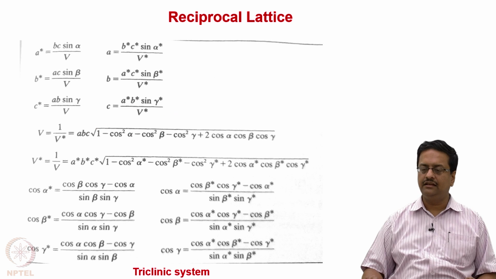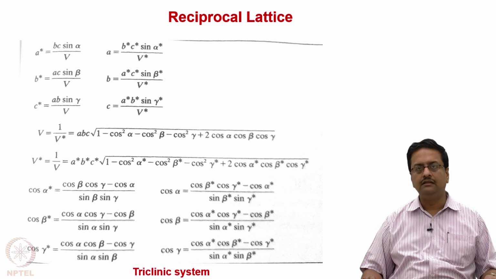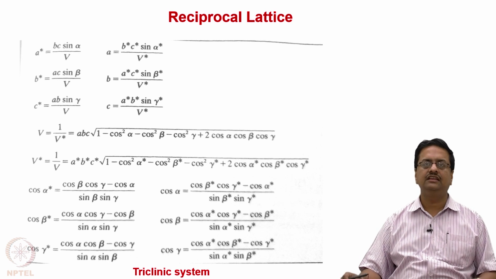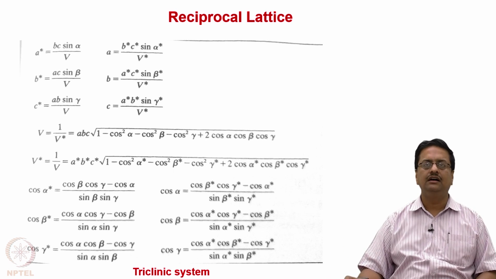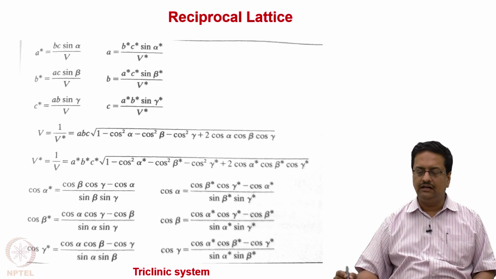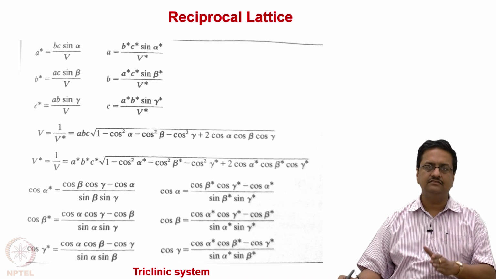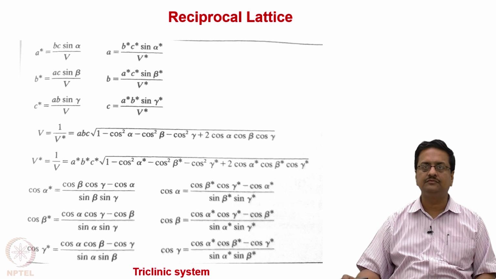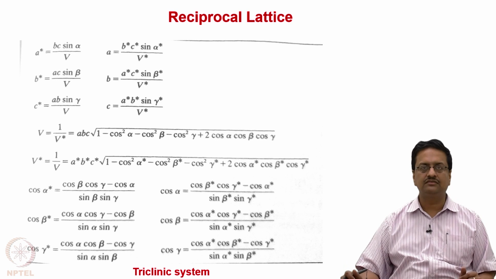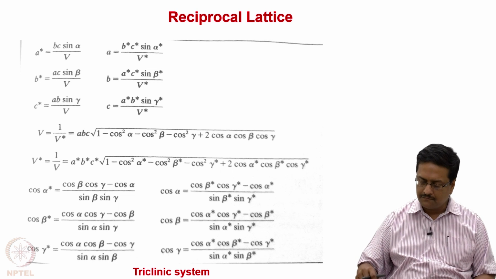In case of triclinic, this representation becomes even more complicated because the angles alpha, beta, gamma are all non-90 and hence the relationships are more complicated, as I have shown here in this presentation, which is also taken from a textbook.